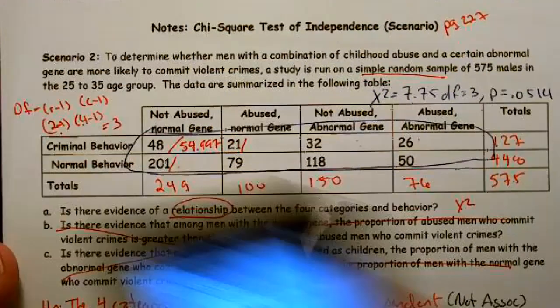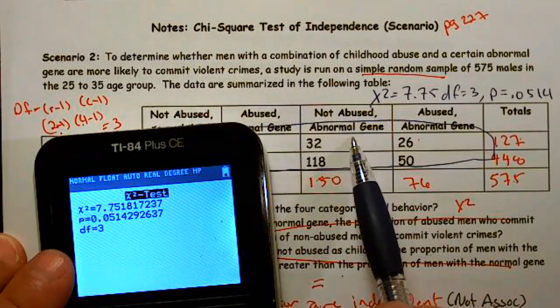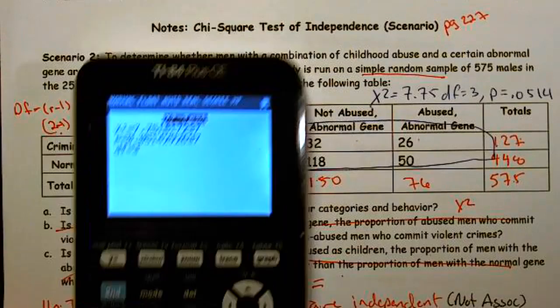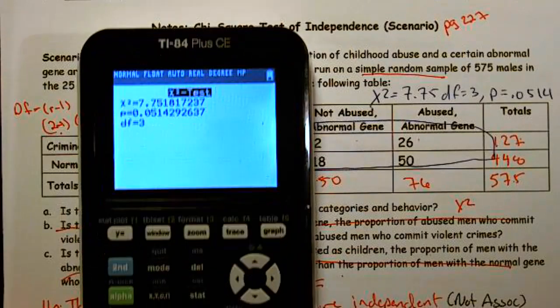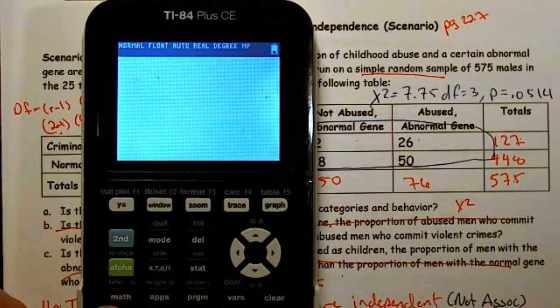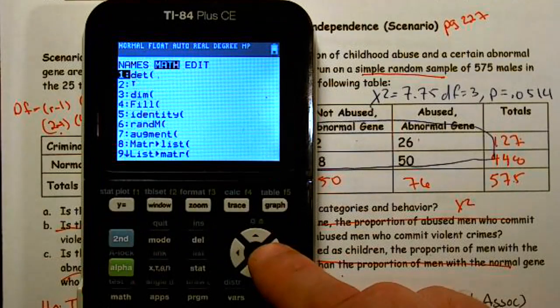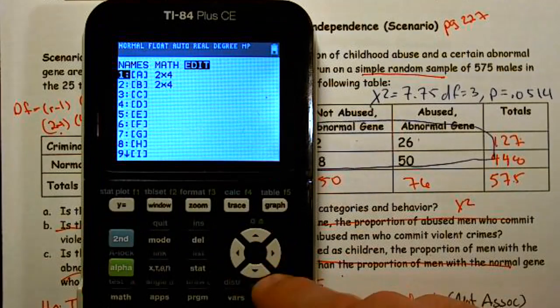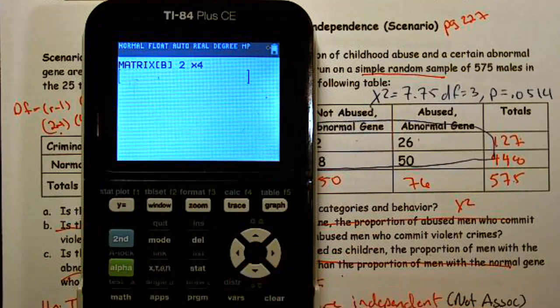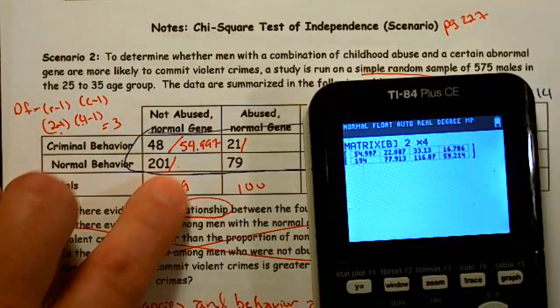All right. So I still don't have my expected values, but I can get those real quickly now that I've done all of this work. So I'm going to go ahead and press clear, and I'm going to go second, and I'm going to re-enter the matrix. All right, press edit, drop down to B, and there we go, 54.997.